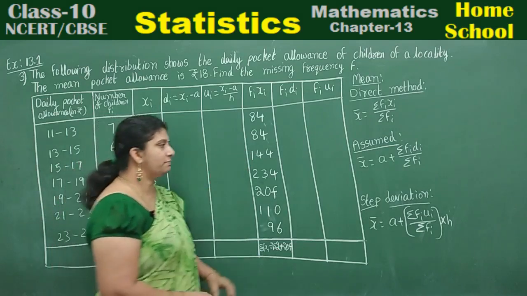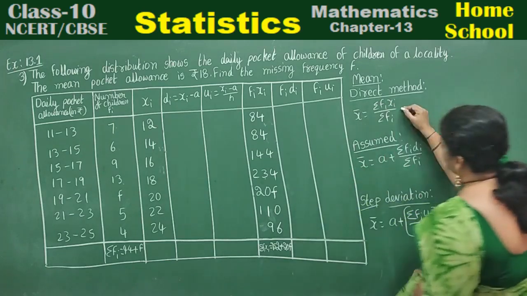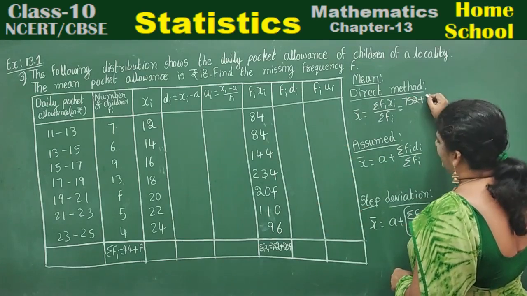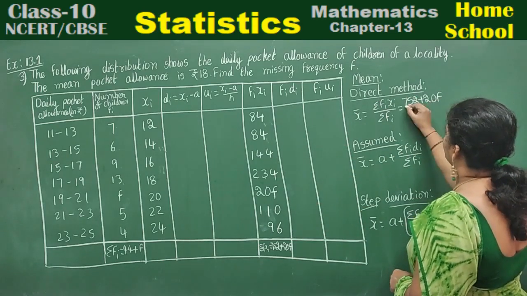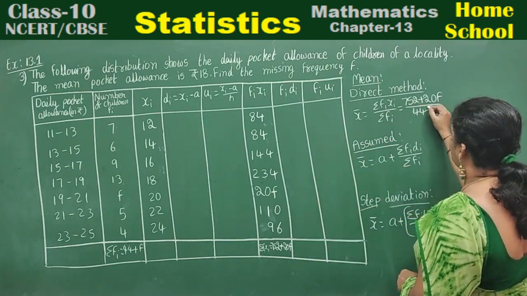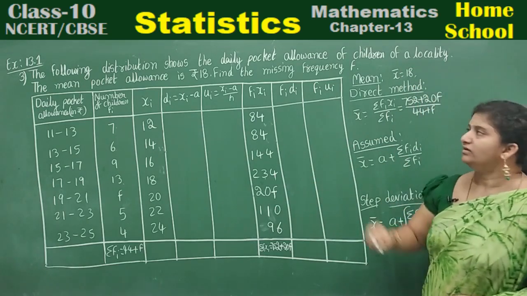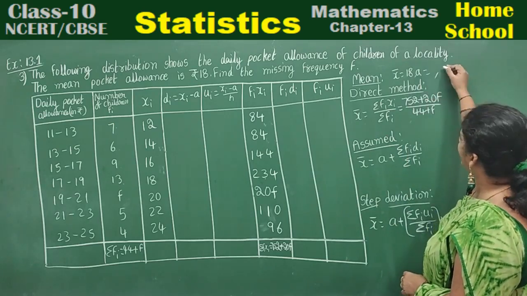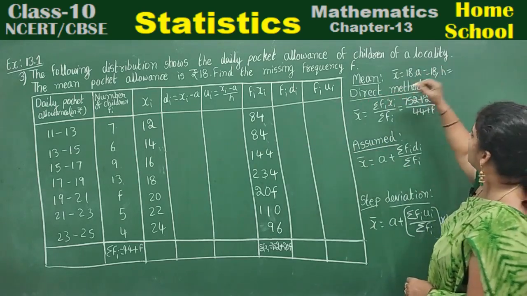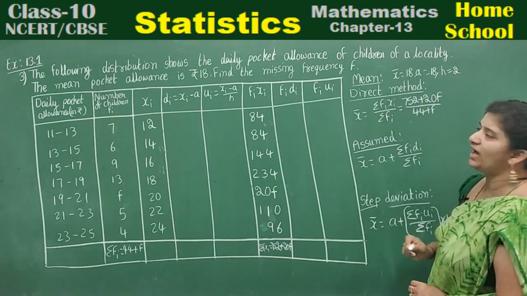Apply this in the formula. X bar is equal to summation Fi Xi by summation Fi. Summation Fi Xi value is 752 plus 20F by summation Fi, 44 plus F. We know x bar is equal to 18, right? And we are going to find the a value and h value. A value is 18, h value is 2. Now the x bar mean value is given.